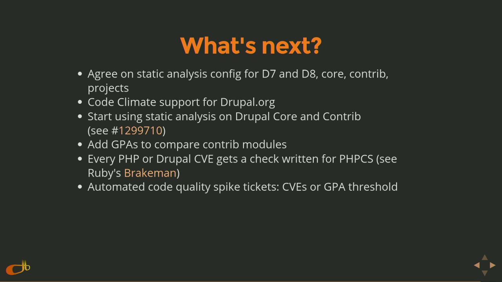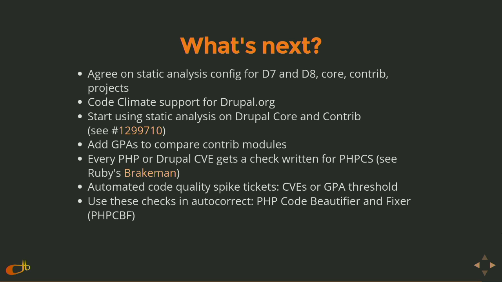Imagine if we had automated code quality spike tickets for any time a security vulnerability is found or a project drops below a GPA. This would encourage the Drupal community and projects to pause and take time to go back and maybe decouple code where there's a lot of complexity, or where you just threw a whole bunch of classes in a file or in a manager or something, and maybe we could take time to refactor and use these checks in autocorrect.